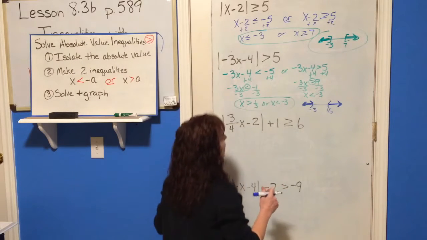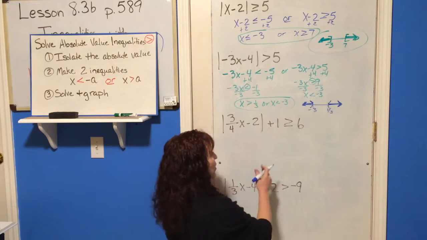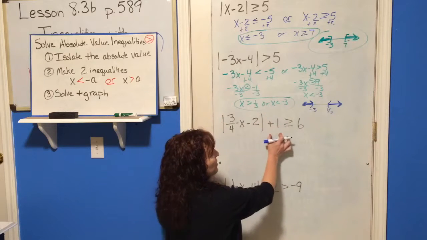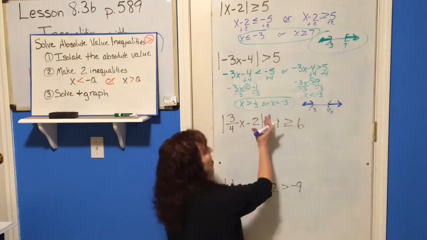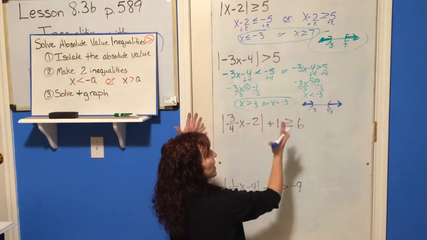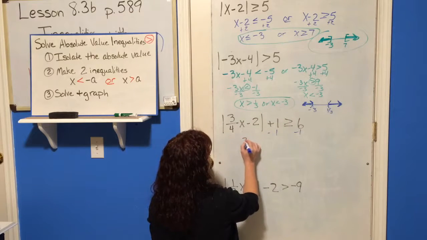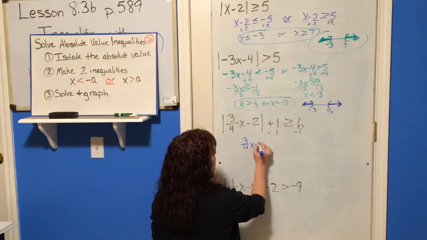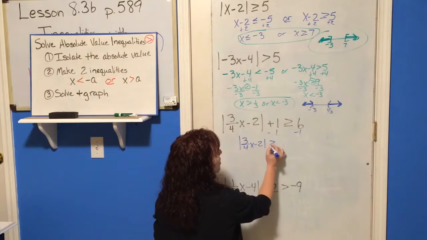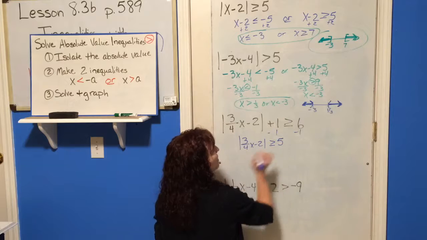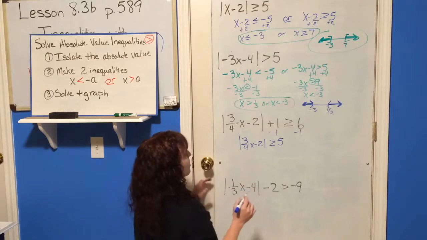Isolate the variable. Okay, let's do it. Or not the variable, the absolute value isn't by itself this time. So make sure to watch for that. If the absolute value isn't by itself, you can't start anything yet. So subtract 1 from both sides. So 3/4 x minus 2, absolute value is greater than or equal to 6 minus 1 is 5. 5 seems to be a theme going on here.